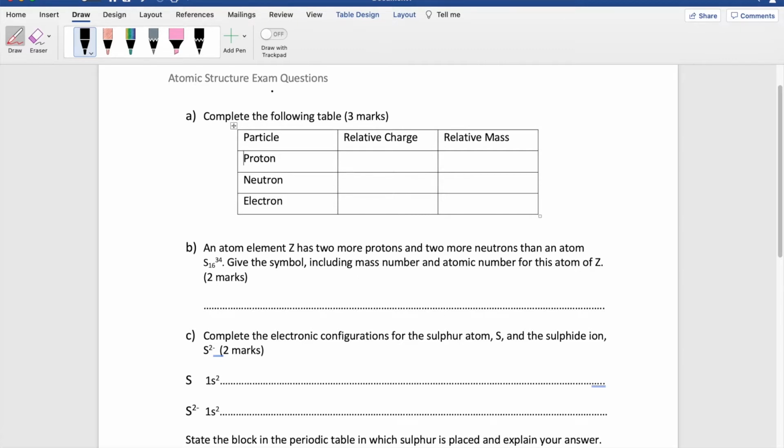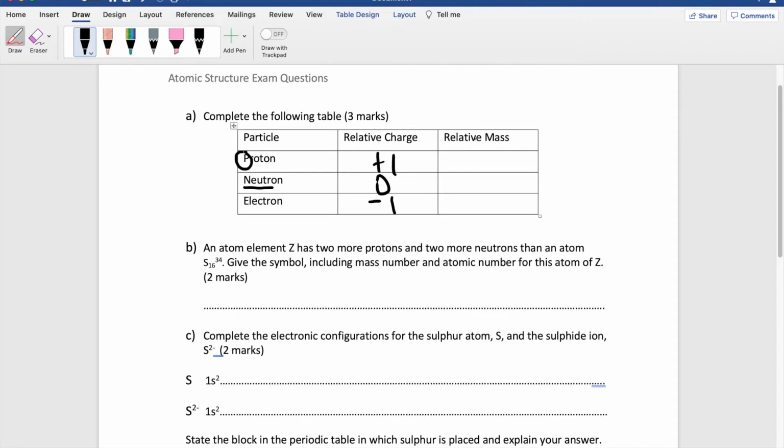So we'll start with this question. We've just got to complete the following table. In my opinion, it's an easy 3 marks. So if we're thinking about relative charge, for a proton, how I remember it is P for positive, so it's positive 1. For a neutron, I think N for neutral, so it's 0. And then one of them has to be negative 1, so an electron is negative 1.